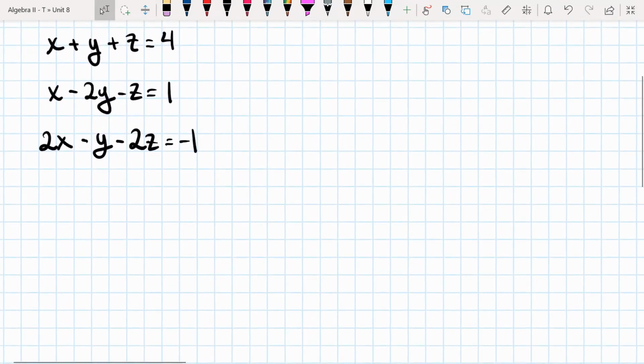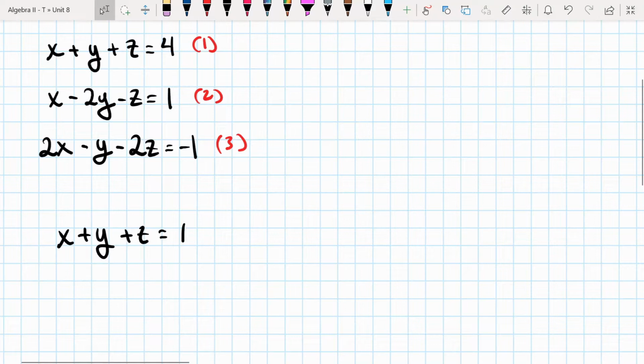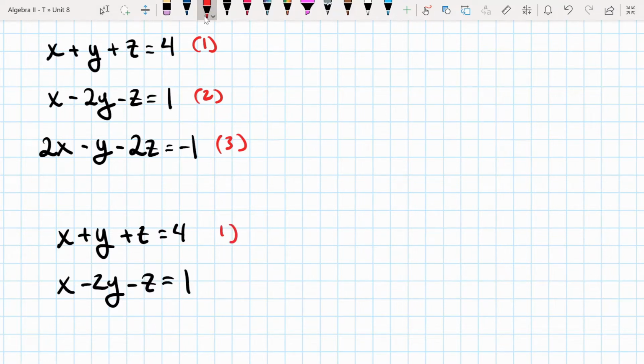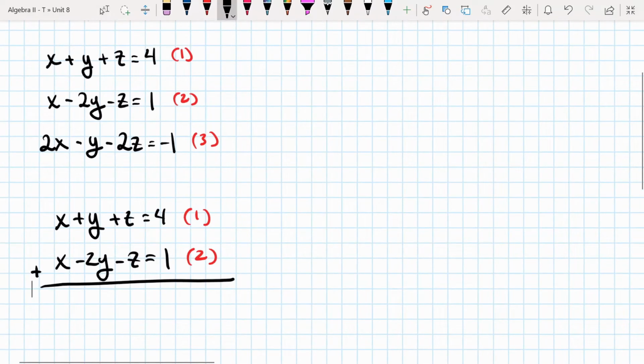Let's start with the first 2 equations. I'm going to denote these as equation 1, equation 2, and equation 3. So let's take equation 1 and equation 2 and add them together. The reason we're doing this is because it will allow us to cancel out the z term from both of these equations. So let's add these together. So 2x minus y equals, the z's will cancel, 5.